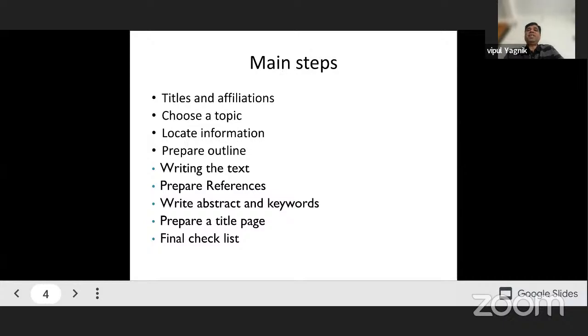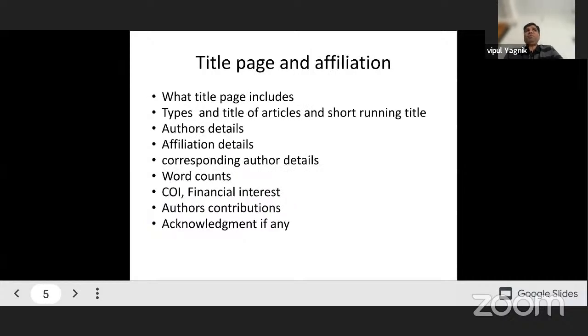DOAJ is basically the Directory of Open Access Journals. So any open access journal can apply for the DOAJ. This is basically not an indexing, it is a directory. So you can go for selection of journal in that manner.